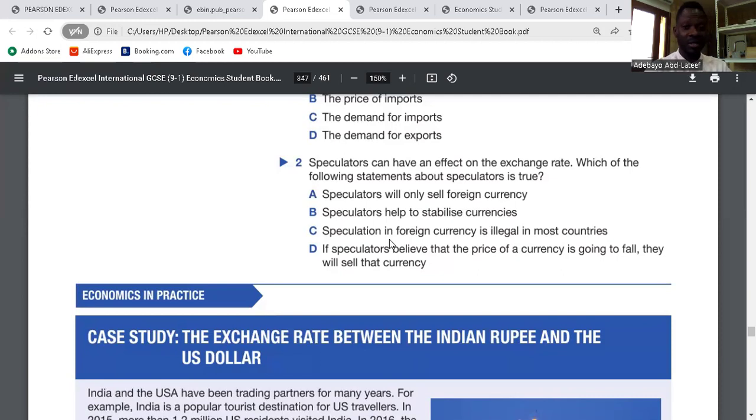Any question about that? So that ends chapter 41, on exchange rates and their determination, which is determined by the demand for and the supply of the currency. Thank you. We'll go to chapter 42 after this.